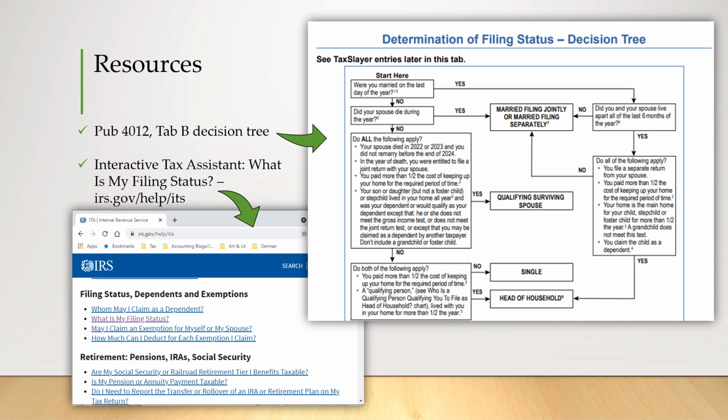In addition to that, on irs.gov, there's an interactive tax assistant. What is my filing status? And it's a series of questions, and depending on the answers, again, it will get you to a filing status. So if you ever get stuck, there is always help. Just look it up.